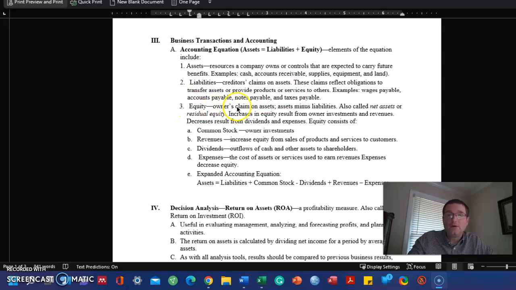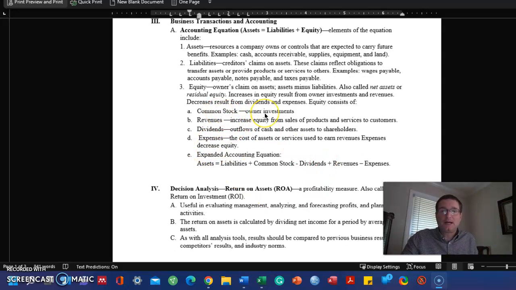Equity, those are the owner's claims on the assets. So the owners, equity, have a claim on the assets. So how do we pay for our assets? Borrow money, or owners invest money. Equity, and examples are common stock, right? We've seen movies where people are on Wall Street buying stock. So what makes up equity? Well, it's a combination of these right here. Common stock, owner investment. So an owner buys stock and now the company has money to buy assets.